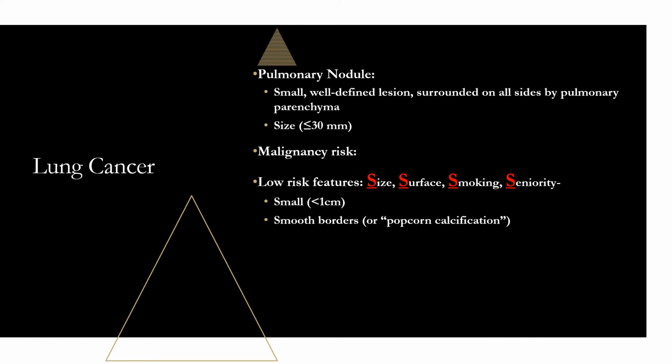Smooth borders, that's another important one. It's also maybe described as a popcorn calcification. So if you see a popcorn pattern or popcorn calcification, that's this dense, diffuse calcification. This is a classic finding in a benign tumor, specifically one known as a hamartoma, which is a benign finding. And then also remember your smooth, well-defined border.